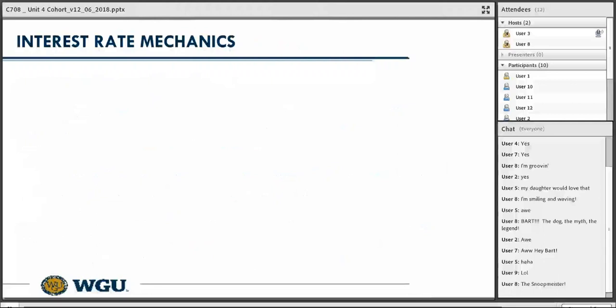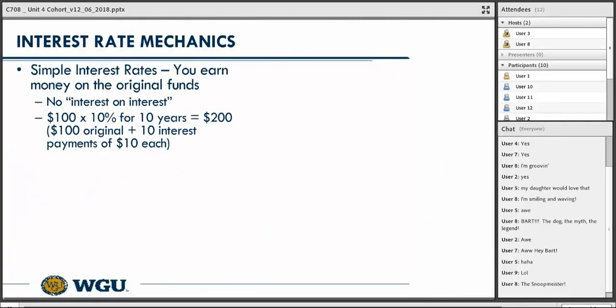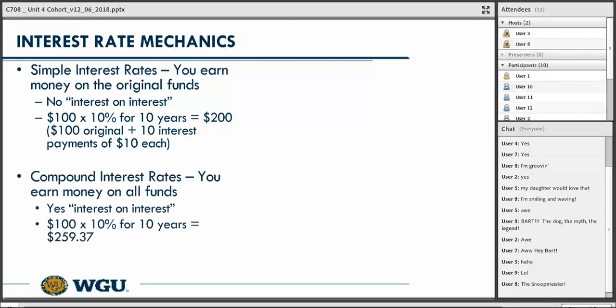So let's look at some of the mechanics of constructing interest rates. First off, there's the idea of simple interest. You earn money on the original fund invested. However, you do not earn money on the interest earned. So the simplest example I could give you here is that if you deposited $100 and you were earning 10% and you had the money at interest for 10 years, you would earn $200 after that 10-year period. You'd have your $100 original investment, and then you'd have 10 interest payments of $10 each. So technically you'd earn $100 in interest and have your $100 of original investment.